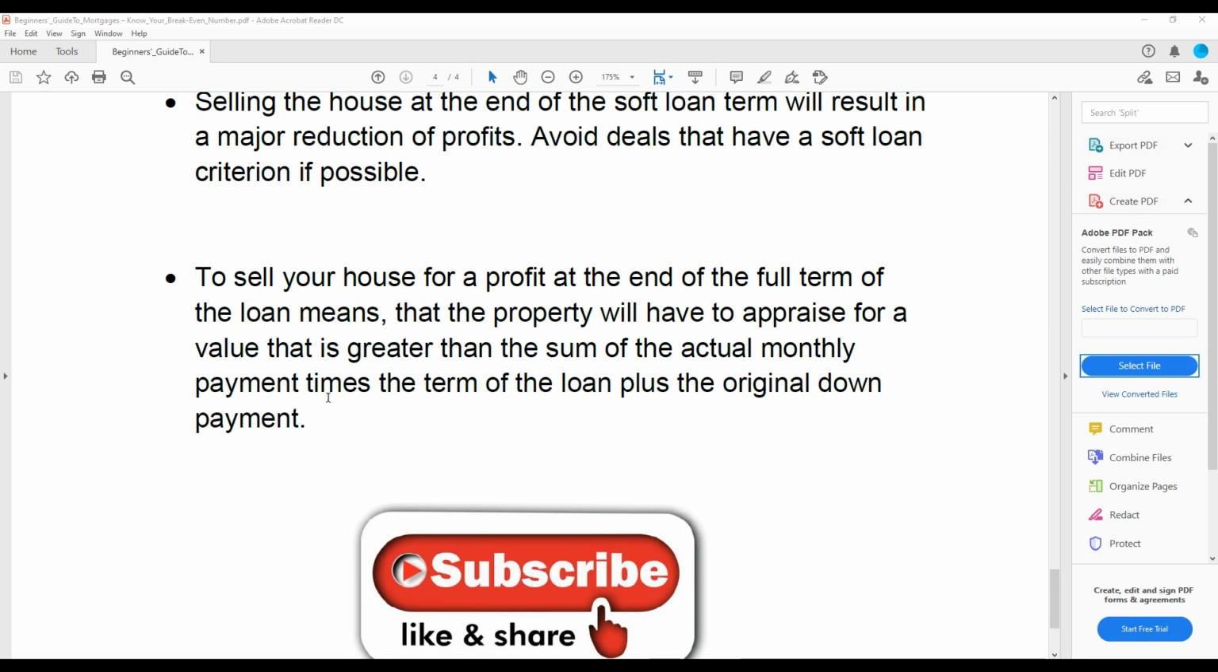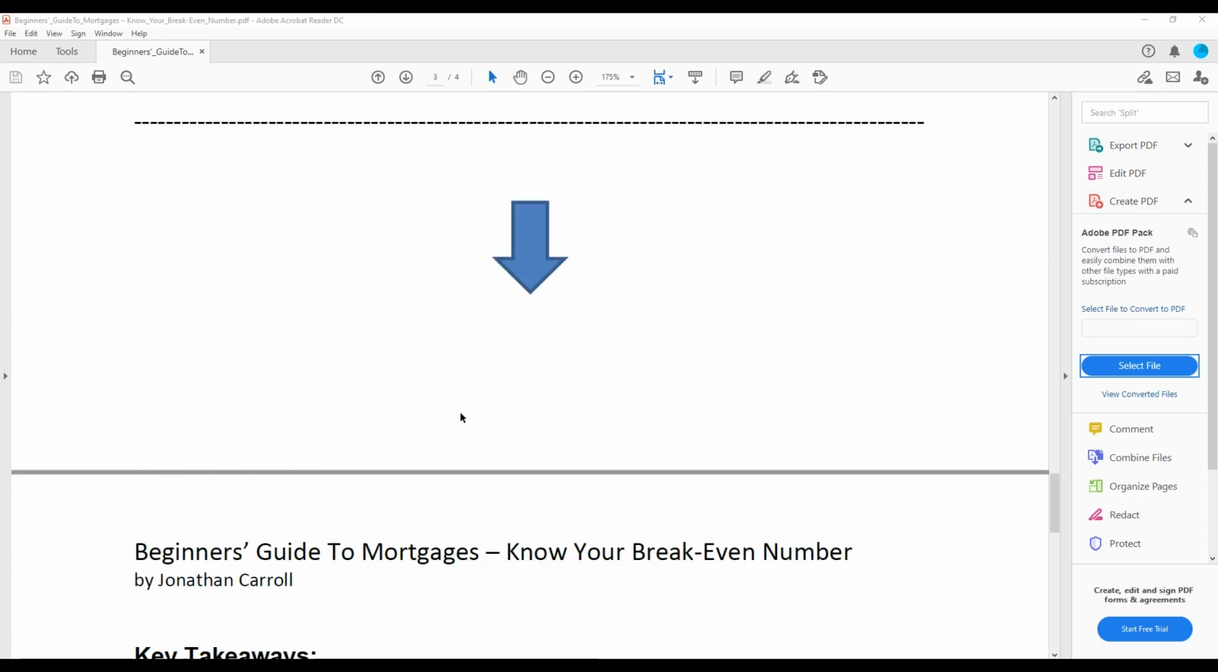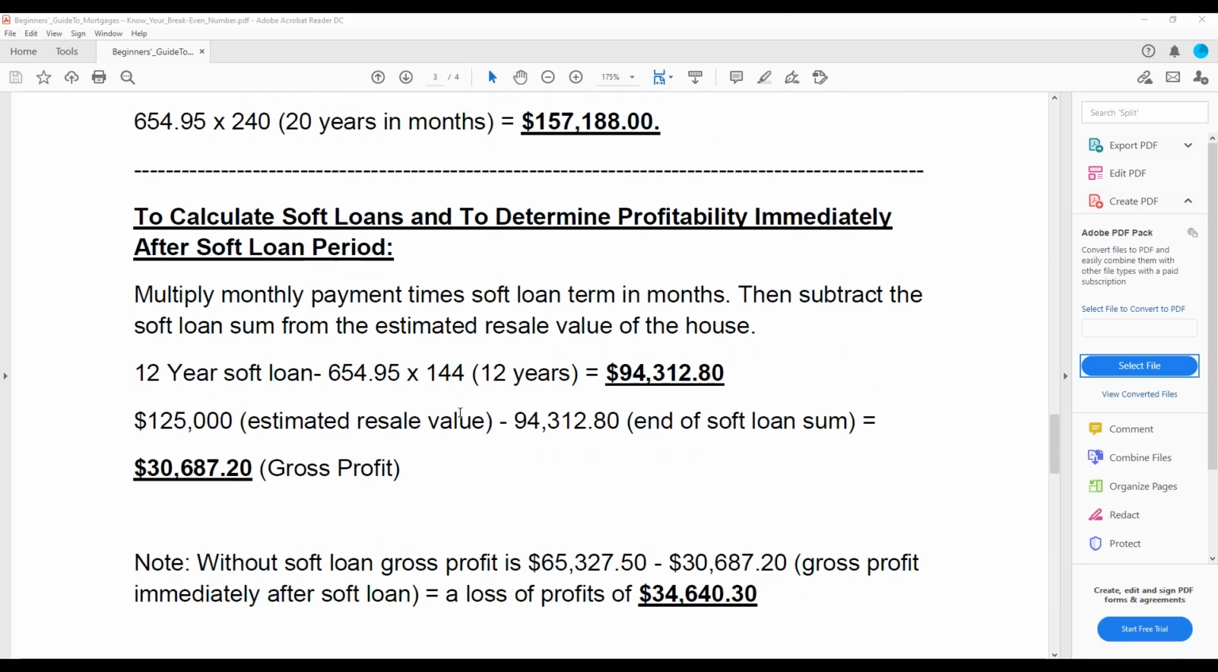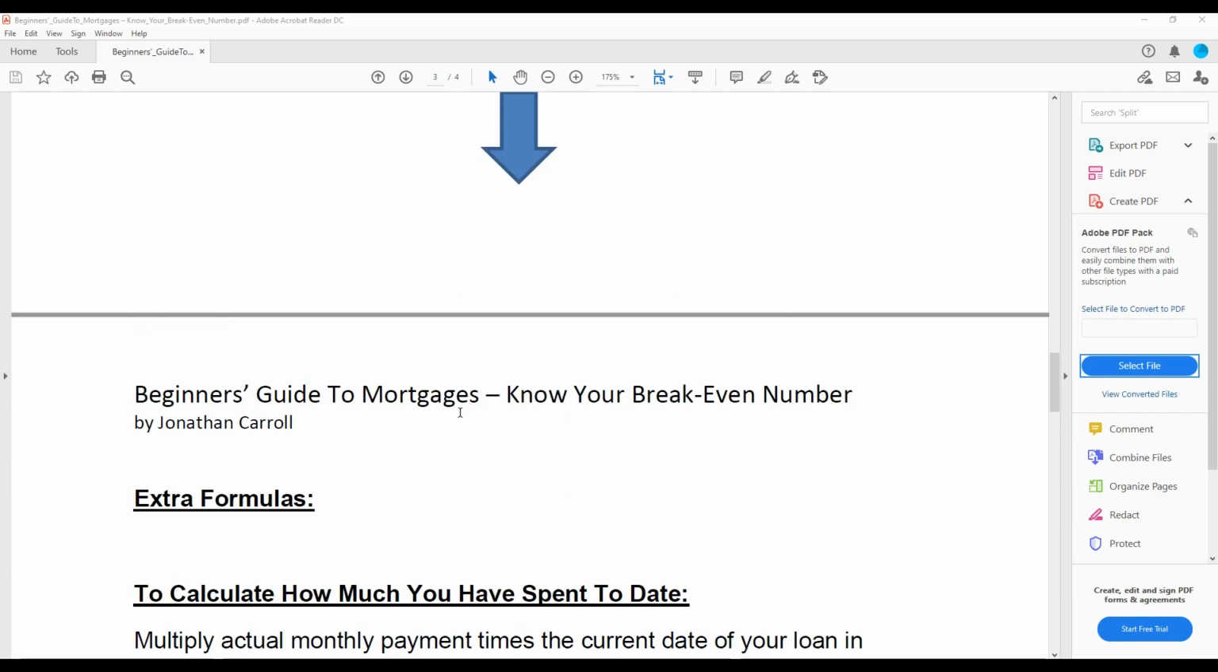The last key takeaway: to sell your house for a profit at the end of the full term of the loan means that the property will have to appraise for a value that is greater than the sum of the actual monthly payment times the term of the loan plus the original down payment. So let me take this back up so you can see specifically what that means when I say that.